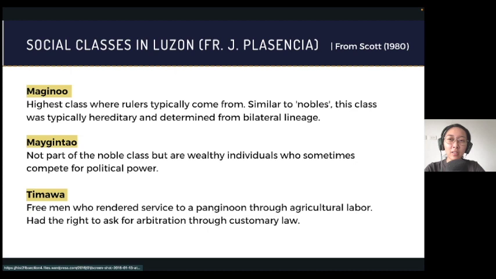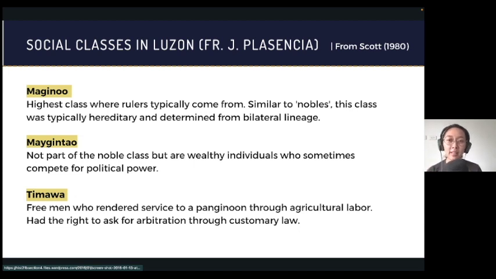So remember when we were talking about the noble or ruling class, the free class, and then the indebted class? Now, William Henry Scott tries to summarize the differentiations between class structure or internal hierarchy, di ba? A key indicator of socio-political complexity between Luzon and Visayas. So in Luzon, you have the higher classes that are called the Maginoo.